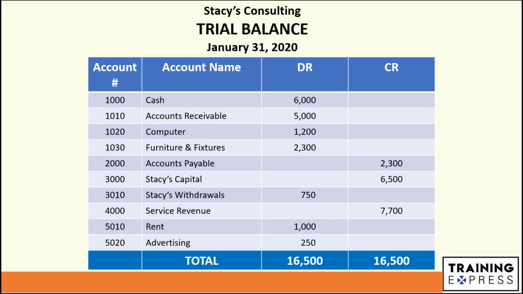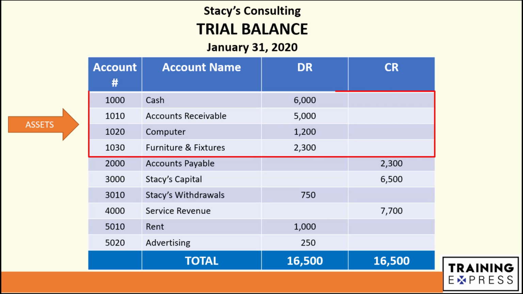Let's prepare the trial balance on January 31. You can see here we have the first column, account number, the second column, account name, the third column is the debit column, and the fourth column is the credit column. Now let's look at these accounts one by one. First of all, we will look at assets: cash, accounts receivable, computer, and furniture. We will be listing our assets first of all.